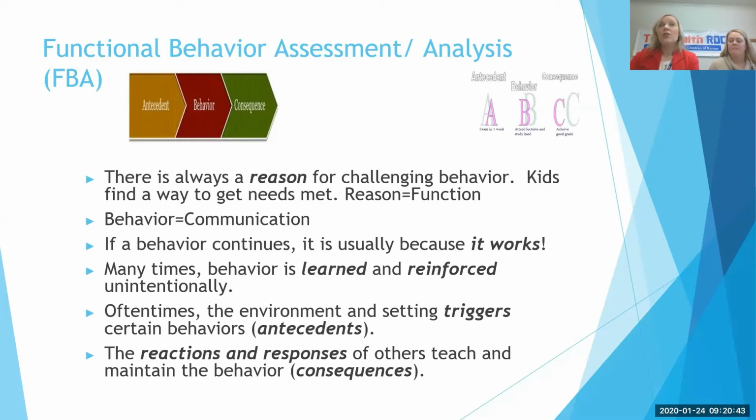We don't always know exactly why it started, but they're usually continuing it because it's working, right? It might be working at home due to the situation, but it also might be working at school because a lot of times these big behaviors do get a lot of attention, or they do get them out of certain tasks. So it's continuing because it's working. We have to figure out how we make it not work, and how we give them other tools, other ways, that will work better.